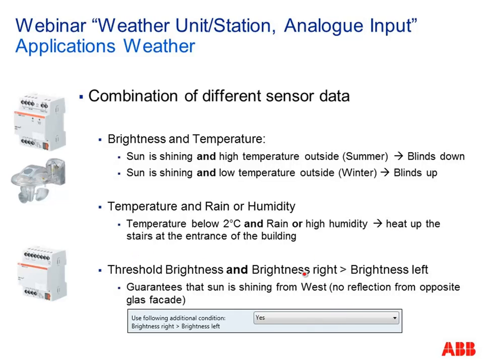Inside the weather unit, I will talk about this in the next slides. So we have also an internal, let me say, comparison of two brightness values. We have so-called left and right brightness, west, east, for example. And we can also compare these two brightnesses. So in this example, if the threshold brightness of the west side maybe has been reached, and this brightness is greater than the brightness from the other side, from the east side, then we run our blinds. This guarantees us that the sun is shining from the west and no reflection from an opposite glass facade maybe fools our system. That can happen sometimes. So it's an internal parameter we can adjust here in the weather unit, for example.